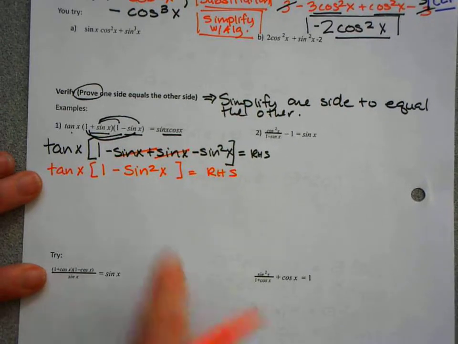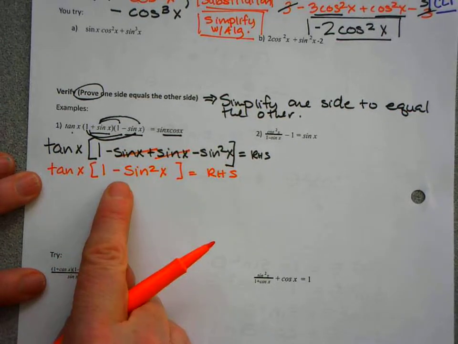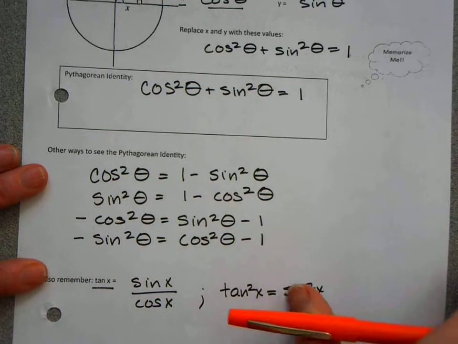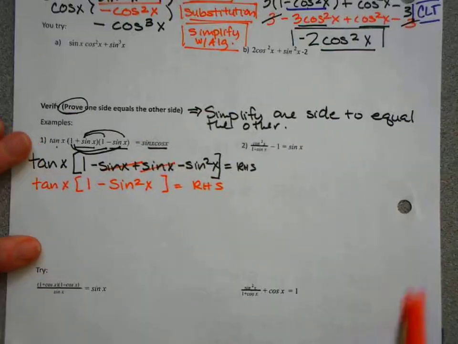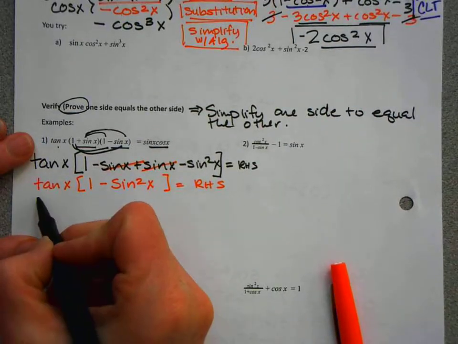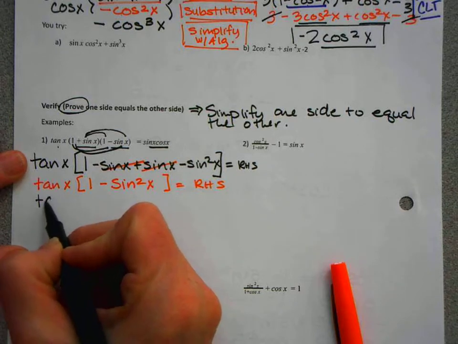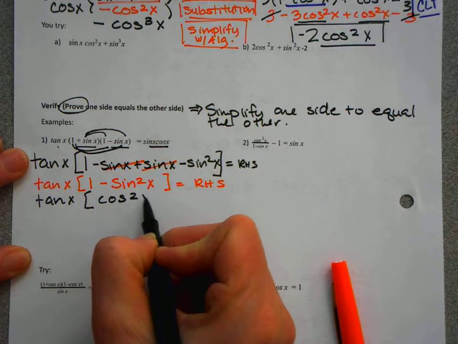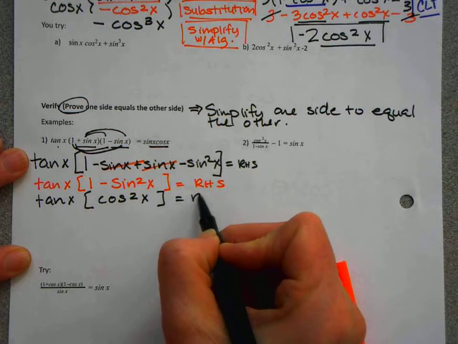Now, what do I do next? Well, I look at this and I say, ooh, I think I could make a substitution, so I check. 1 minus the sine squared is equal to the cosine squared. I can do that. So let's do it. So now I'm going to have the tangent of x times the cosine squared of x equals the right-hand side that I'm not touching.